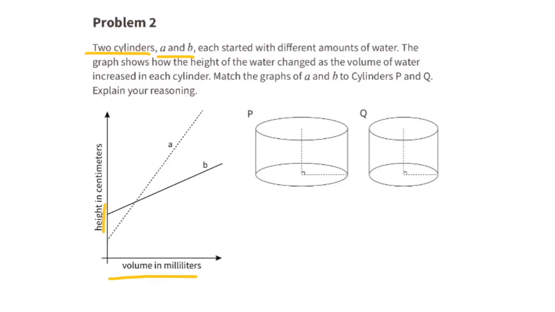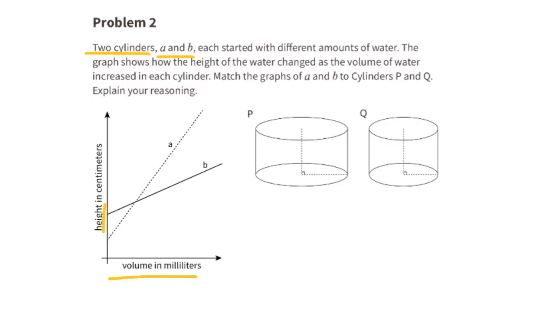Explain your reasoning. First, you can tell that they started with different amounts of water by looking at the vertical axis, the y-axis, and you can see where the lines start. That's the y-intercept. Both graphs start at different points of the y-axis.